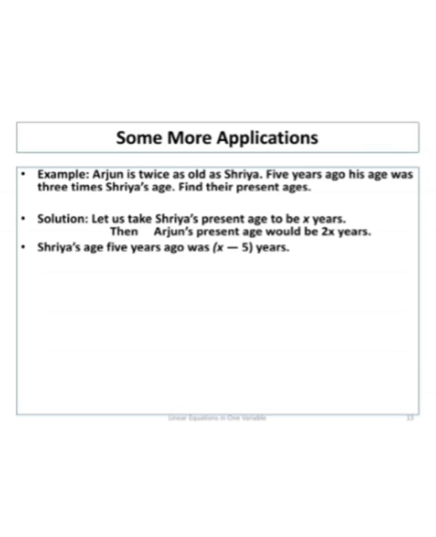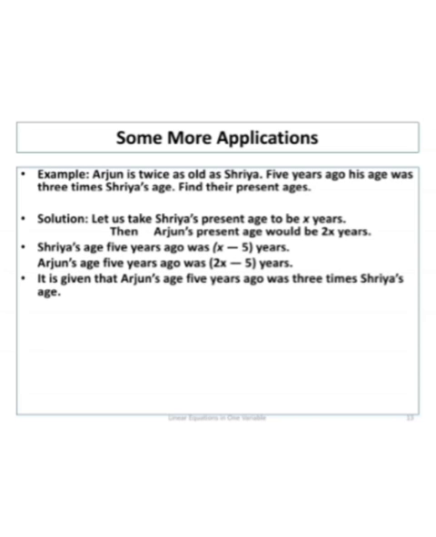2x years. Now Shriya's age 5 years ago was x minus 5 years, whereas Arjun's age 5 years ago was 2x minus 5 years. Coming to the next condition, it is given that Arjun's age 5 years ago was 3 times Shriya's age. That gives us the equation 2x minus 5 is equal to 3 into bracket x minus 5, which leads to 2x minus 5 is equal to 3x minus 15.